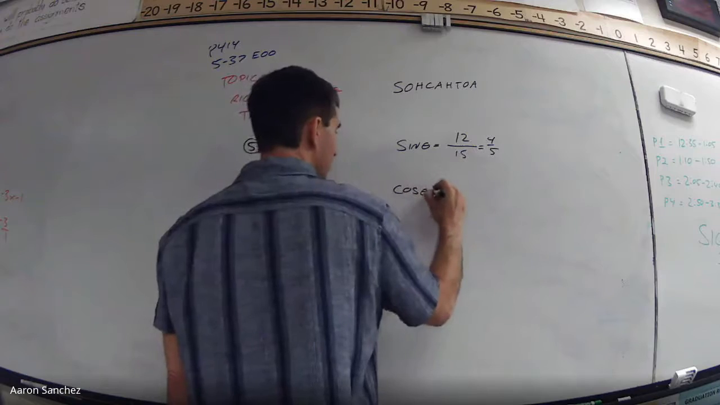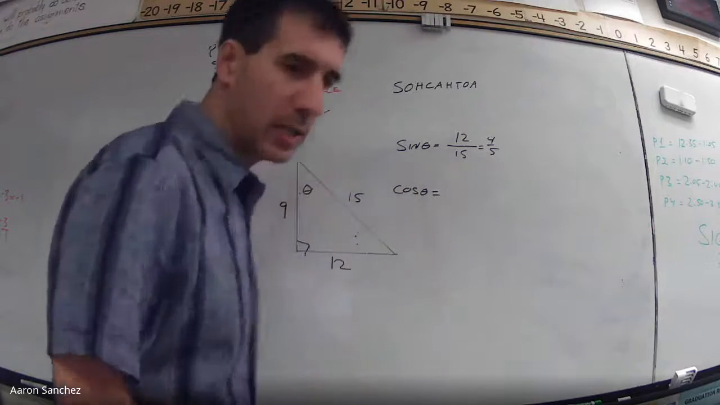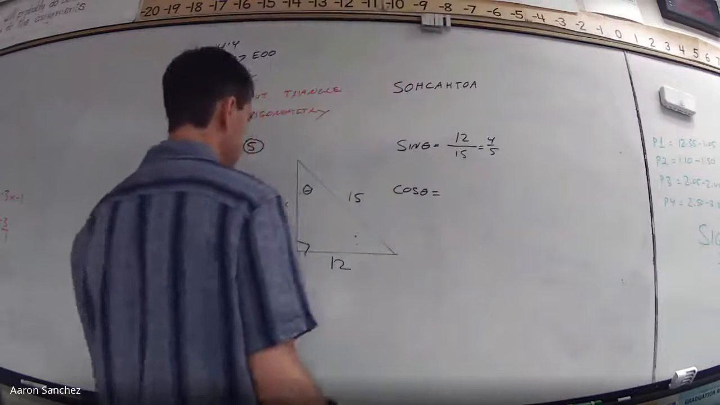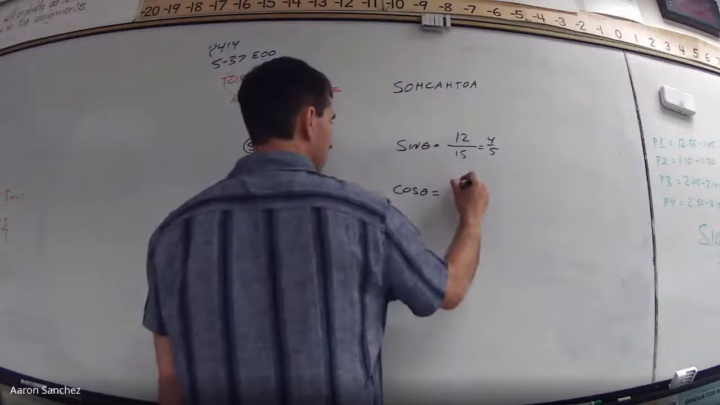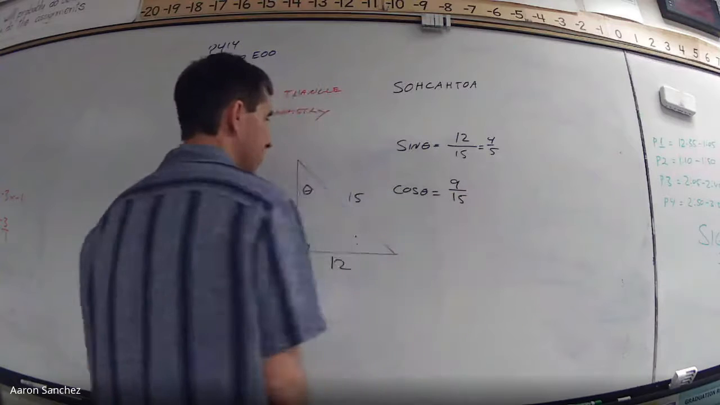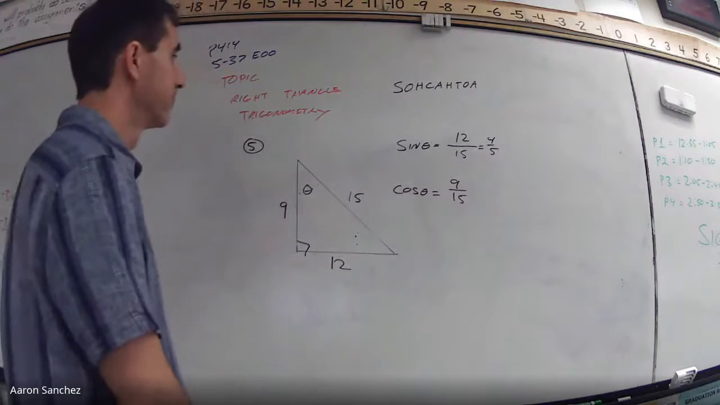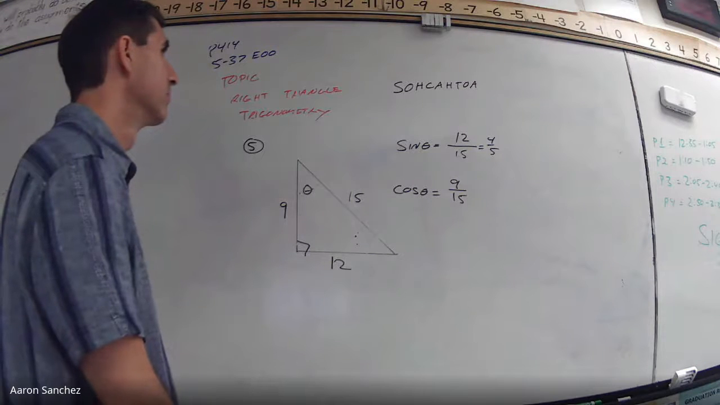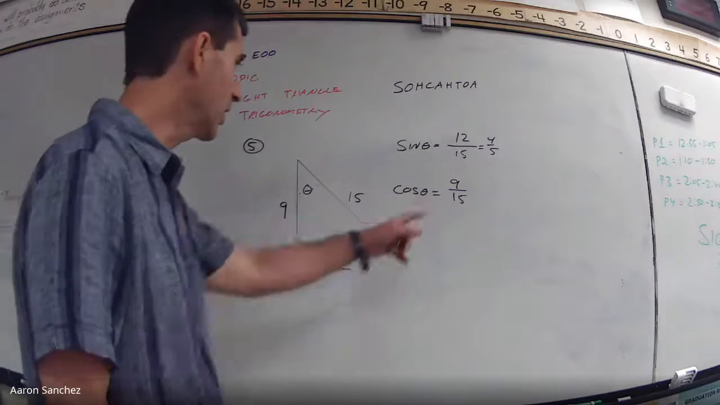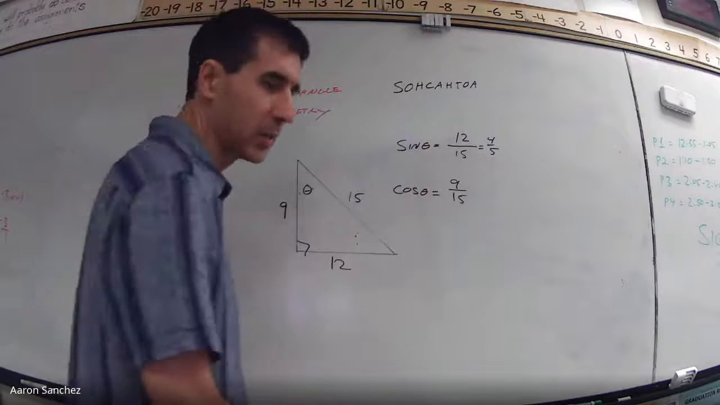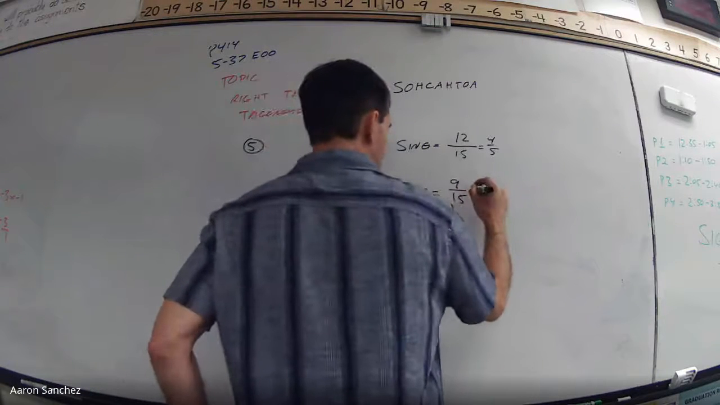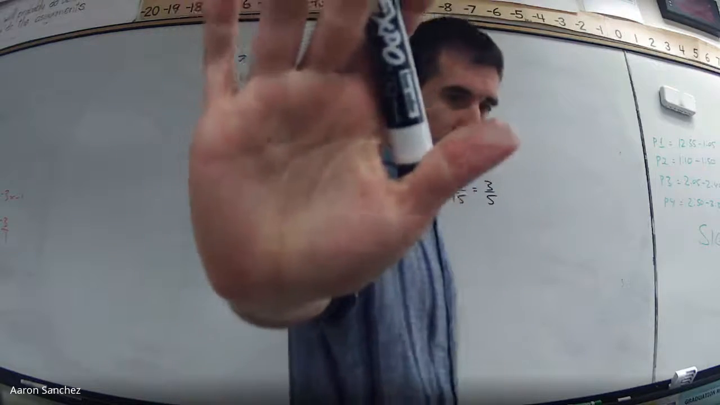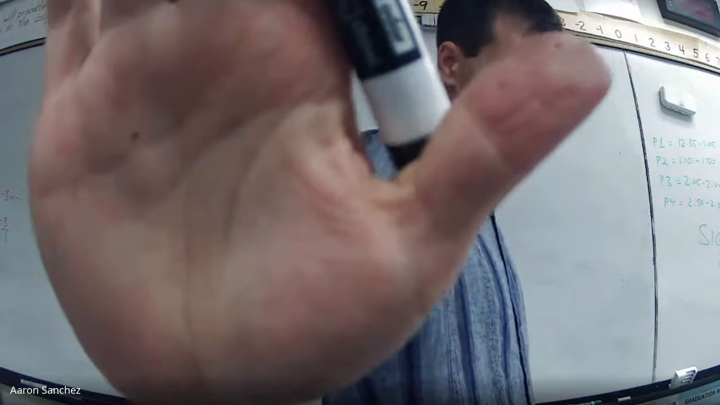Cosine of theta. What does that equal? Let's go with Elise. What's cosine of theta? Yes, very good. It's 9 over 15. Very good, Elise. And then we can reduce the fraction by dividing by 3, 3 over 5. Raise your hand if you understand that. Bring your hand up so I can see. I get that, Sensei. I got cosine.